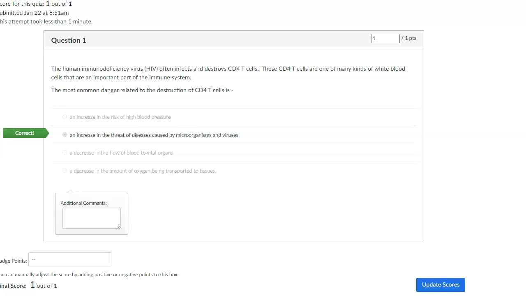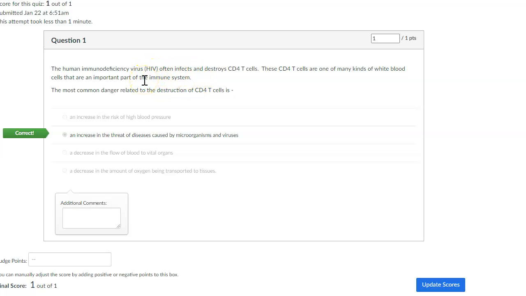of questions. Okay. So this one says that the human immunodeficiency virus, HIV, infects and destroys CD4 T cells. Now, I know you don't know what CD4 T cells are, right? But then it goes on to tell you what they are. These CD4 T cells are one of many kinds of white blood cells that are an important part of the immune system. Now, this is your clue here.